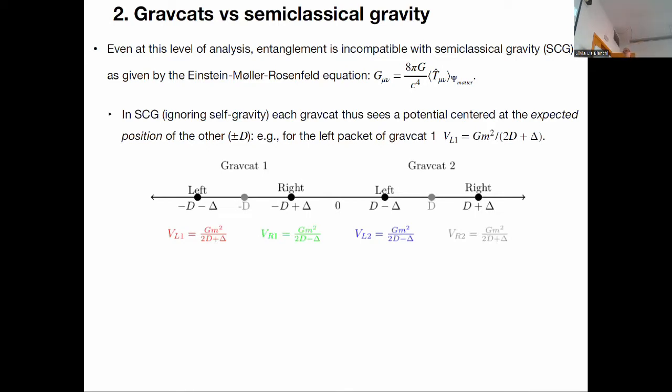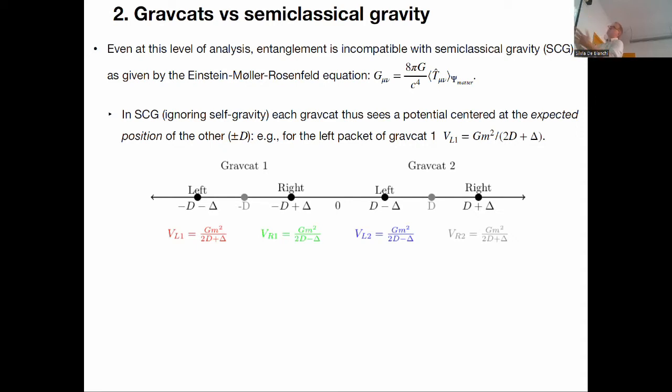But the basic upshot of this equation is that for each of the terms we had before, left-left, left-right, right-left, and right-right, they're all just sitting in the same gravitational field. The potential is just the same distribution in space. So what that actually means is every time I have a term for GravCat 1 on the left, I get the same potential. It doesn't care where the one on the right is. And what that means is it's going to stay separable.